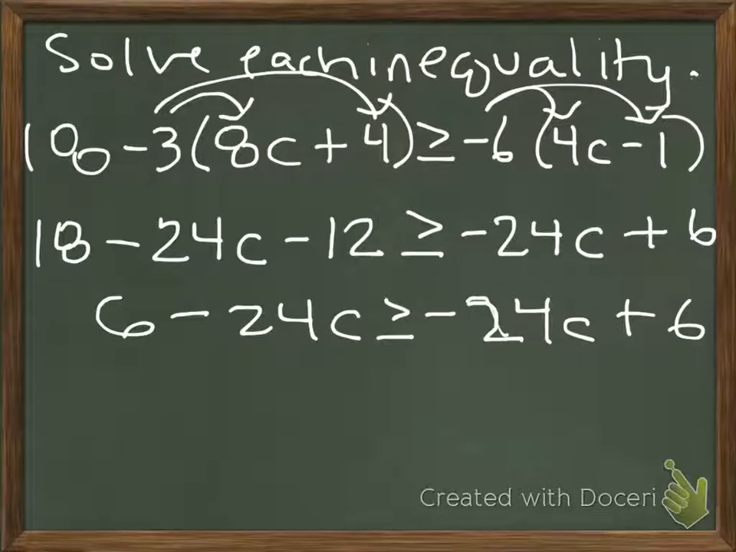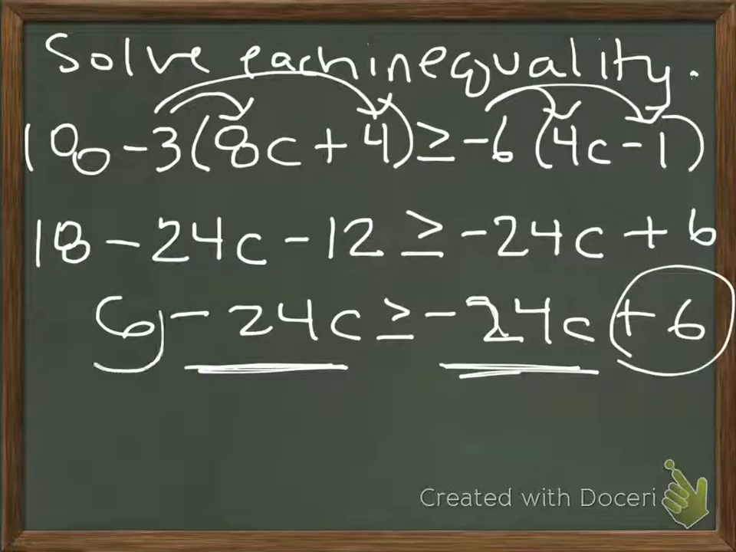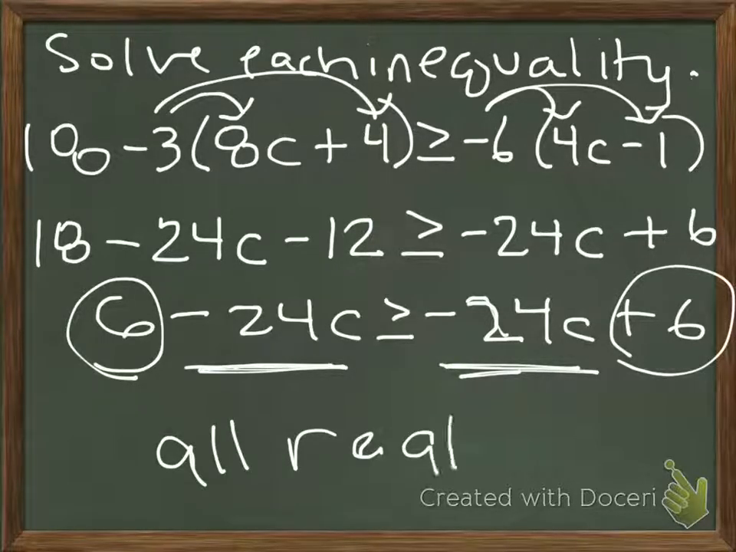And if you pay attention here, you have a negative 24c and a negative 24c. You have a positive 6 and a positive 6. So, if it's the exact same phrase on each side, we're going to say this is all real numbers. And we don't need to graph that.